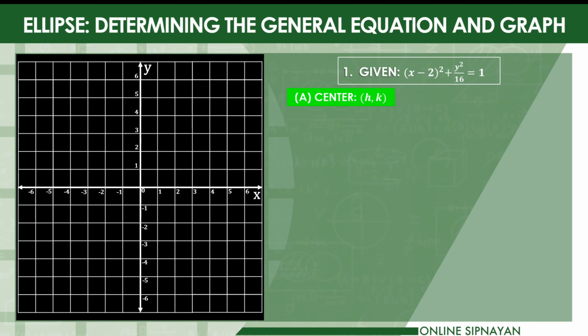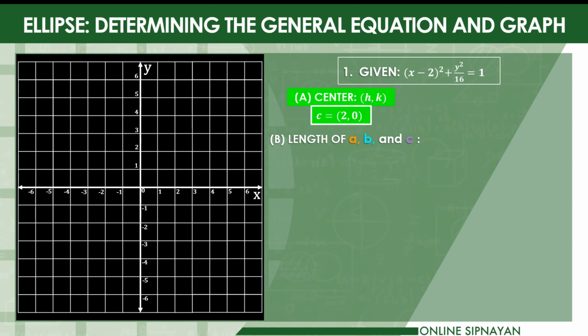Center is at h, k. So from the given, we'll have a center at 2, which is the h, and k, which is 0, since there is no k value in the given. Next, we're going to solve for the lengths of a, b, and c.